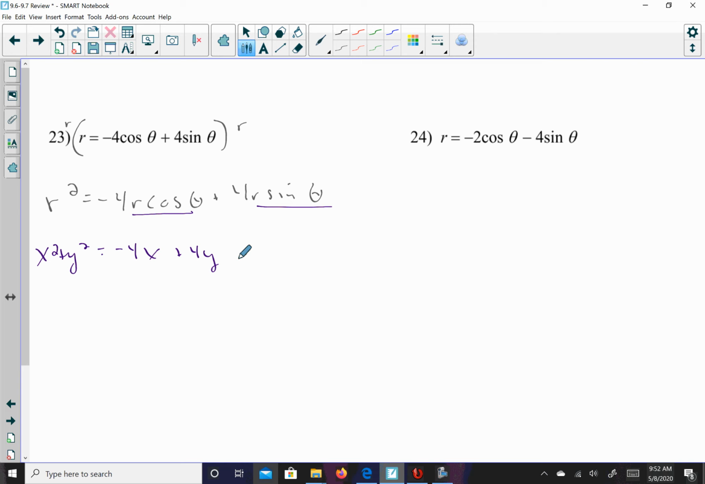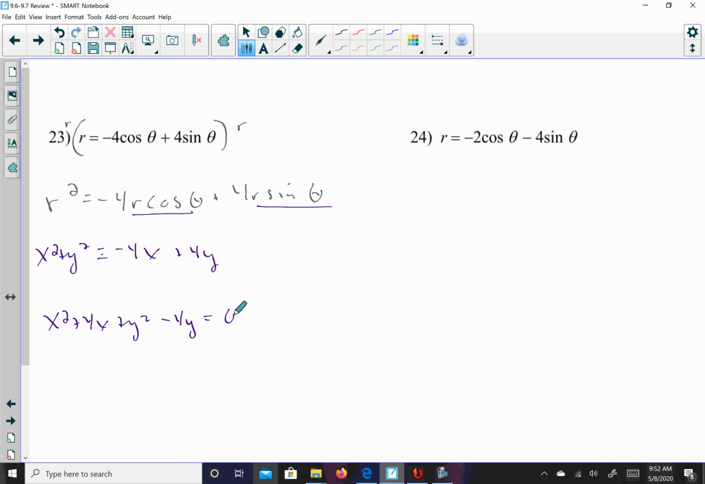And then I'd be happy. So then I'm going to add, so I'm going to have x squared plus 4x plus y squared minus 4y is equal to 0. If you get that far, I am so very happy.